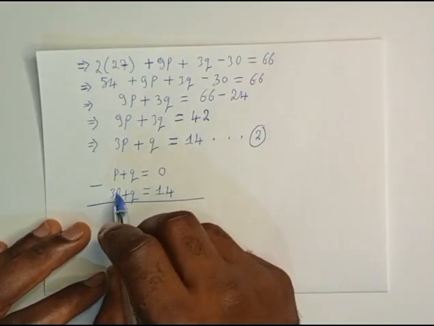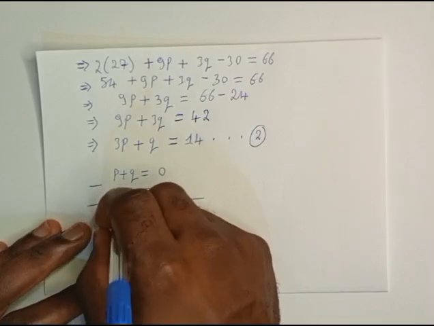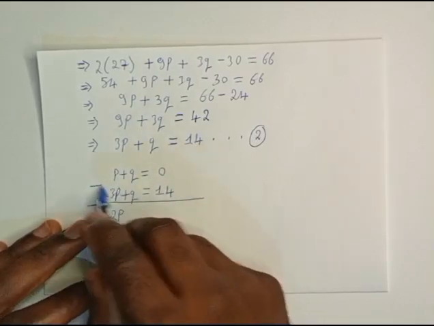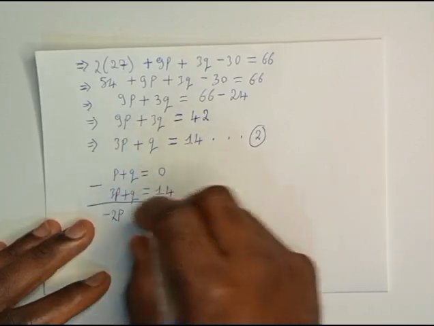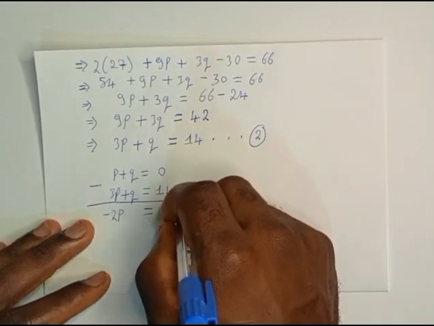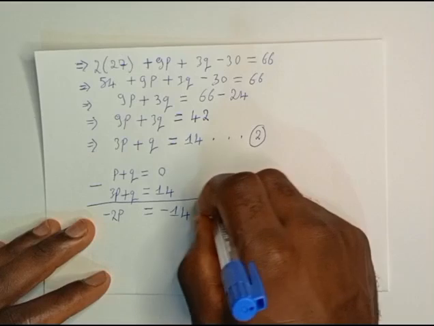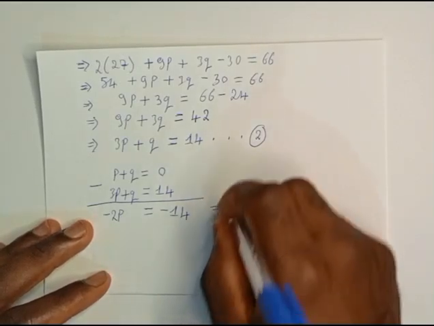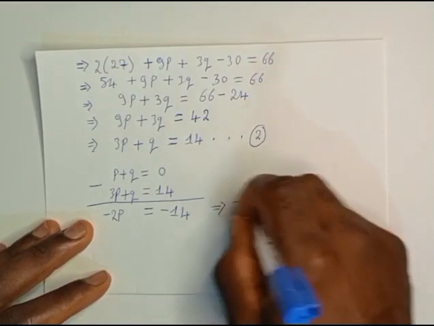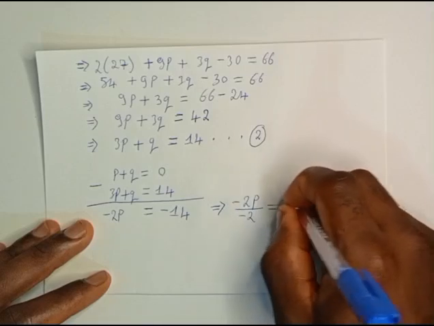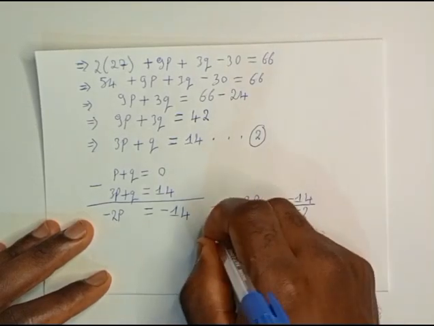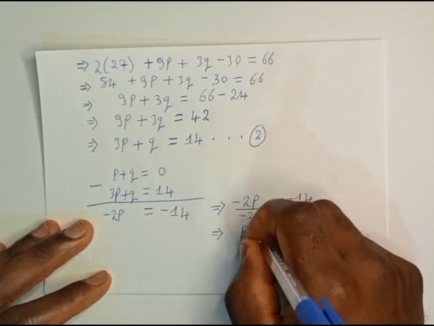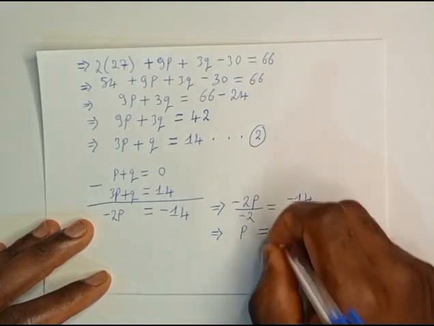p minus 3p gives us negative 2p. q minus q gives us 0, which is equal to 0 minus 14, giving us negative 14. Then, if we divide both sides by negative 2, this will equal negative 14 divided by negative 2. And this will give us p equal to 7.